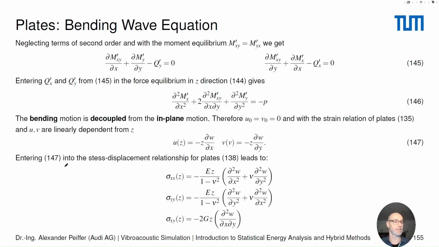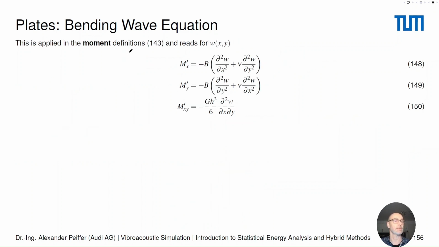So when we enter this into our classical stress-strain relationships, we get again the stresses just relating to the normal displacement, and there is no u and v that can be found. Please don't mix up, this is a Poisson constant. It looks like the v, but it is not actually. Good.